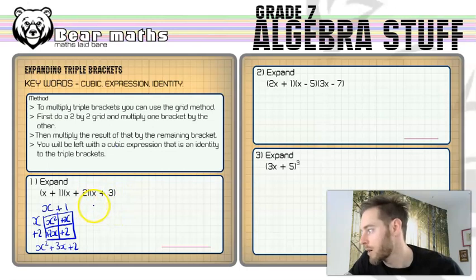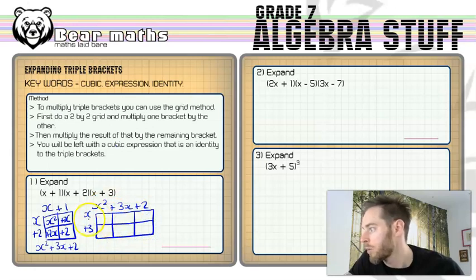So I'm going to write a bigger grid with x squared plus 3x plus 2 at the top and x plus 3 on the side. Try and draw as neat a grid as I possibly can. Split it into the bits I need to split it into. X multiplied by x squared gives you the x cubed. Okay, 3 multiplied by x squared gives you plus 3x squared.